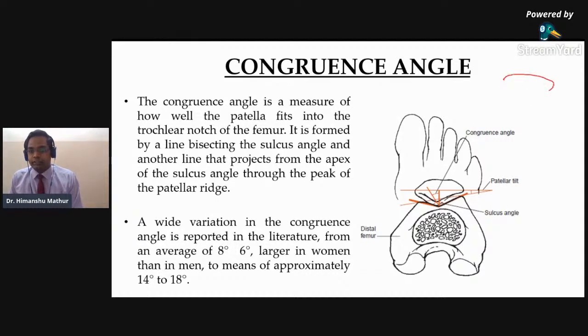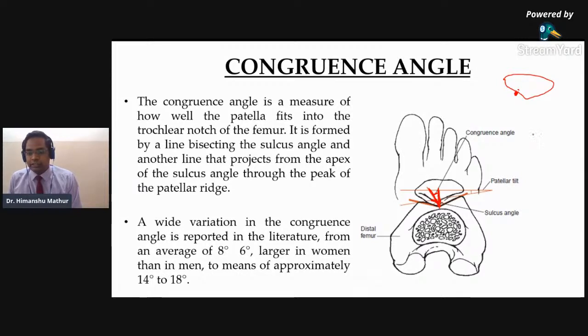Suppose this is the patella, and this is the patellar ridge. Now we have to draw a line which starts from the deepest point of the femoral groove and connects to this patellar ridge. What angle this line makes with the angle bisector of the femoral groove is your congruence angle.